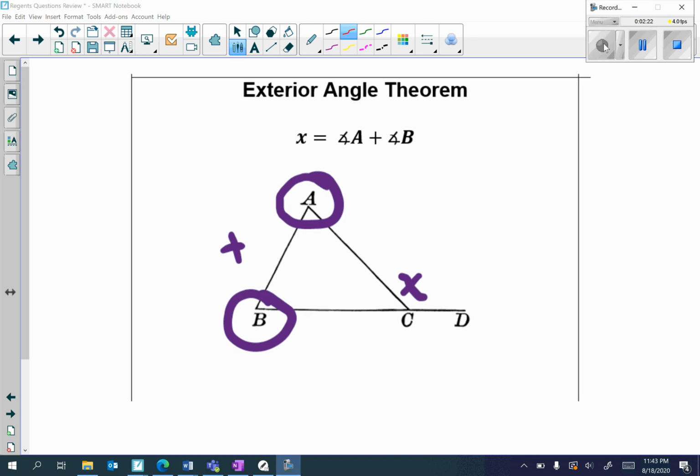Next, I have the exterior angle theorem. Remember, exterior means outside. So I'm looking for the angle that's outside the triangle. So this, where the X is my exterior angle, outside of the triangle. That X is equal to the sum of the two remote interior angles. Remember, those two remote interior angles are the angles that are furthest away from the exterior angle. So that's known as angle A and angle B. So X is equal to angle A plus angle B, and that's the exterior angle theorem.